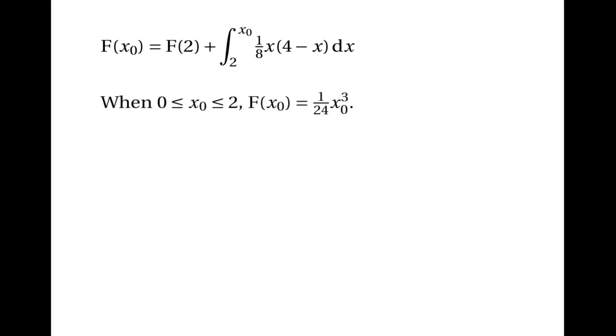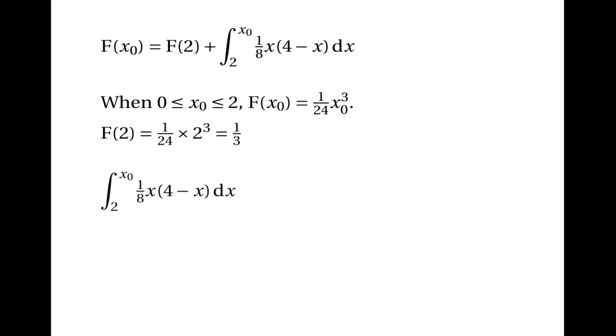We know that when x0 is between 0 and 2, f of x0 is 1 over 24 times x0 cubed. And we can use this to find f of 2. It means that f of 2 is 1 over 24 times 2 cubed, which is 1 over 24 times 8, i.e. a third.